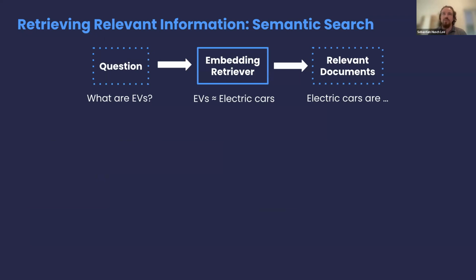The next system that we leverage here is, of course, semantic search, or what we like to call embedding retrievers. This is where you convert your document into a vector, and you use these vectors to compute similarities, which allows you to capture semantics. So when you ask a question like, what are EVs? A system like this can leverage its knowledge to know that an EV is approximately the same as an electric car. So then you can retrieve documents about electric cars as well.